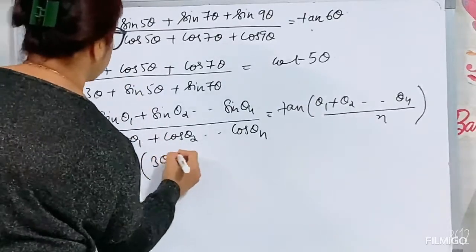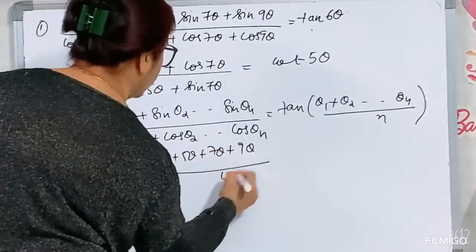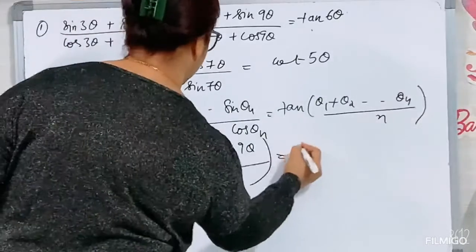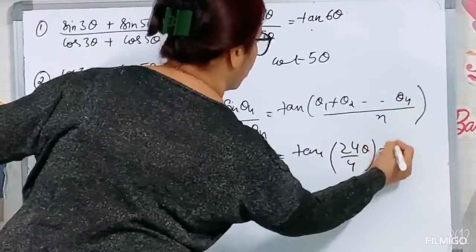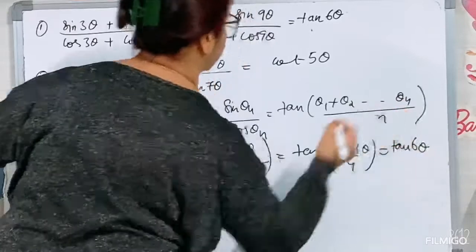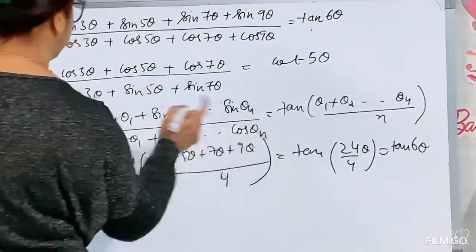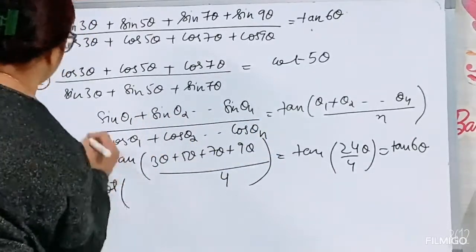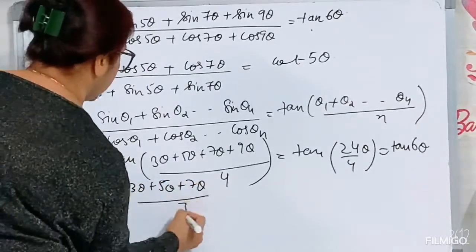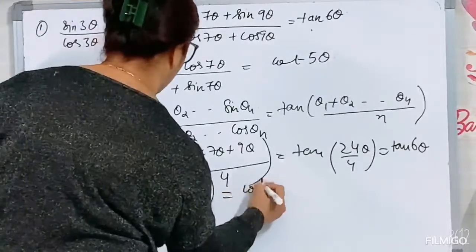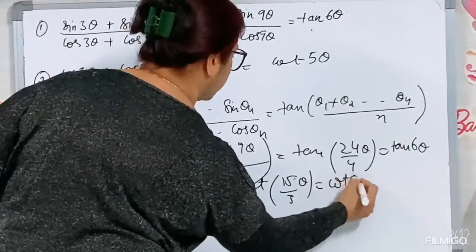For the first one, what we did, it becomes tan of 3 theta plus 5 theta plus 7 theta plus 9 theta by how many are there? 4. It becomes tan of 24 theta by 4 and you got tan 6 theta as your answer. Second one similarly, because it is the reciprocal of that, so tan becomes cot and it becomes cot of 3 theta plus 5 theta plus 7 theta by 3. Then it will be cot of 15 theta by 3. Answer becomes cot 5 theta. How easy it is.